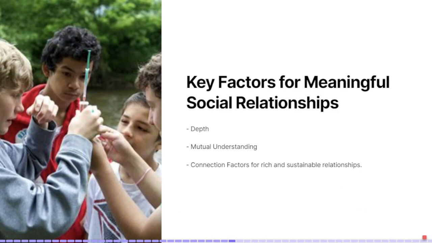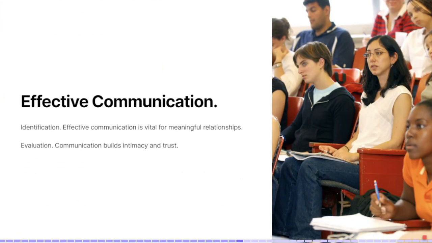Meaningful social relationships are characterized by depth, mutual understanding, and connection. They go together on critical factors. So we should identify and evaluate these factors, which provide insights into the elements that contribute to the richness and also the sustainability of relationships. For effective communication, how do we identify it? It should be open, honest, and effective communication. It is crucial for meaningful relationships. And how do we evaluate? It should be regular and transparent communication. It fosters intimacy and trust.